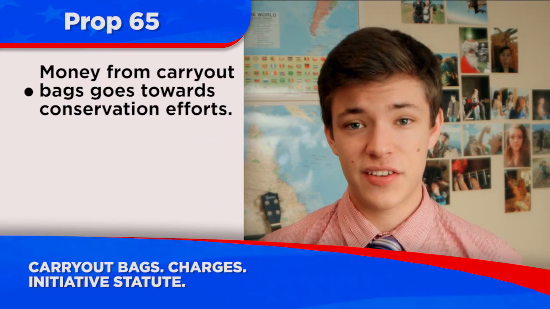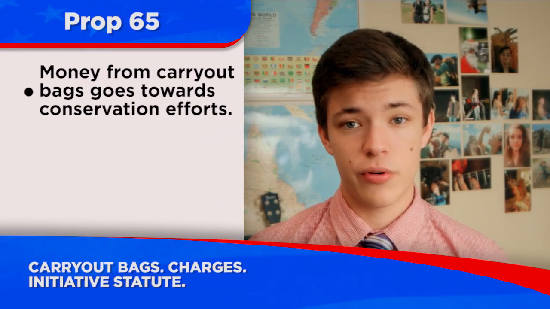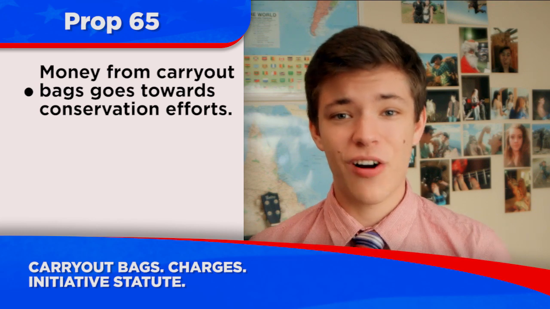Prop 65 requires that money made from carryout bag sales in grocery stores in California goes towards the Wildlife Conservation Board to help save the environment. Supporters claim that this is going to help offset the negative effects from grocery bags on our environment. Opponents claim that this is only helping plastic bag companies and that the only way we can help the environment right now is to eliminate plastic bags entirely. They also claim that voting yes on Prop 65 is going to hurt Prop 67 if it's passed.